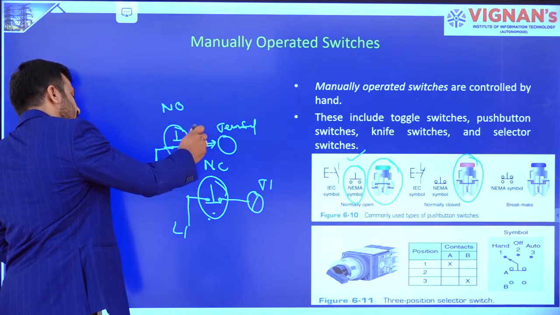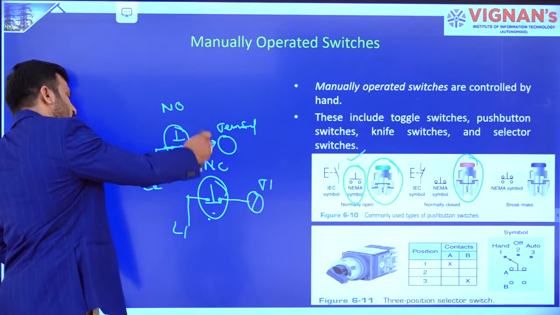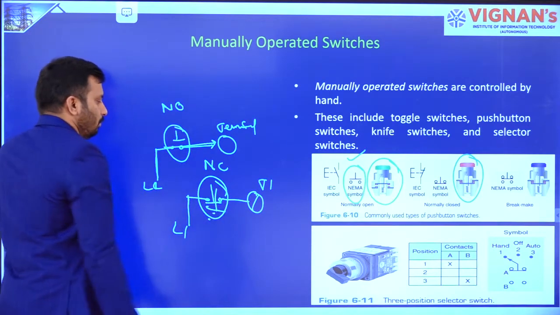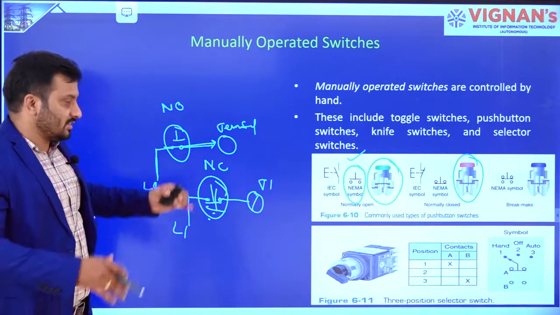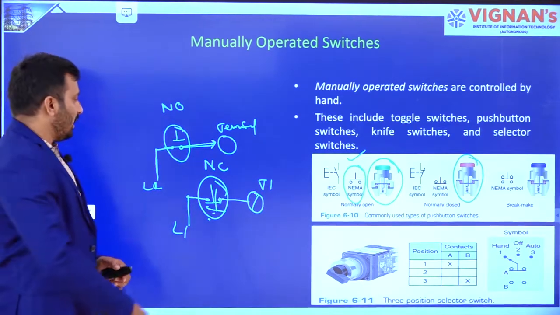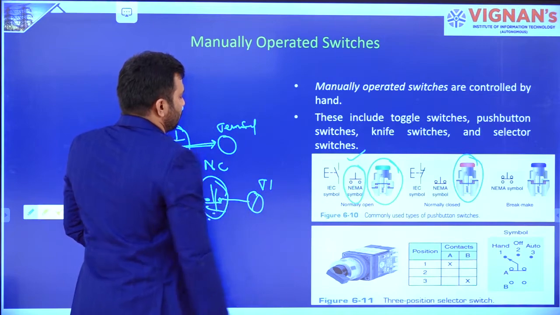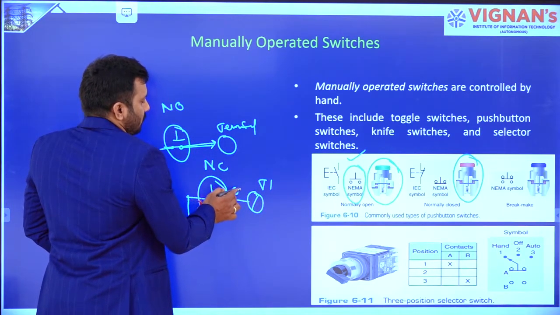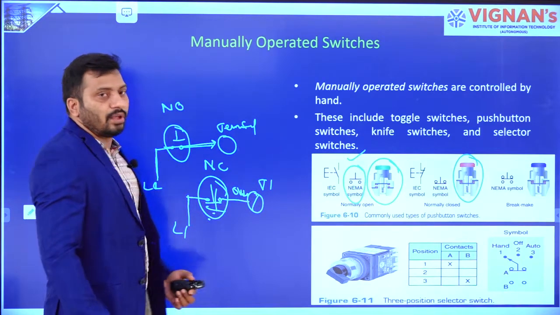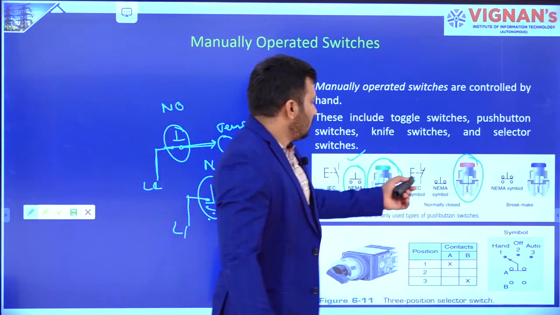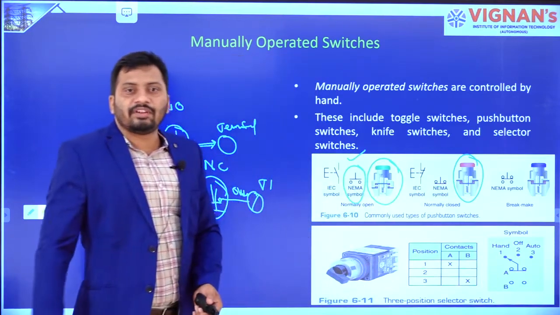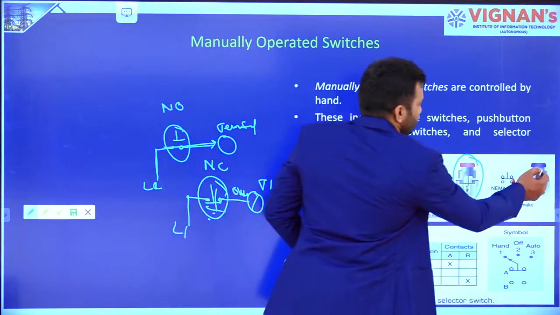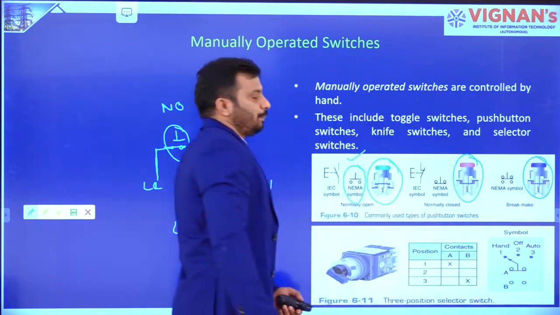Once you give some pressure or force on this, what will happen? This moves like this. That is the open condition, the contact is going to be open. Then whatever device you connected to this terminal, the input is going to become 0 volts, right. So these two switches, normally open and normally closed push buttons, are frequently used in industry. This is also a push button, right.